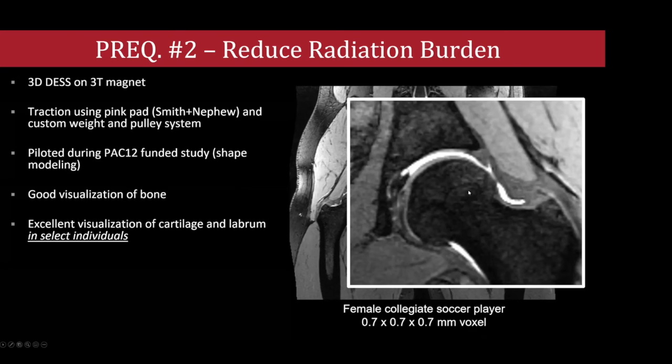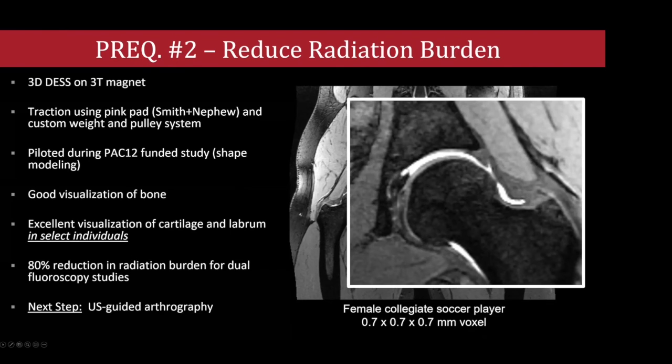She does have borderline dysplasia, which I think played a role in the ability to get good traction on her because it was already, I think, a little bit unstable of a joint. But we think that by using ultrasound guided arthrography, once we actually inject some contrast in here, things will go a lot better.